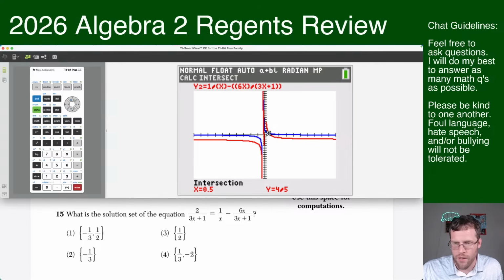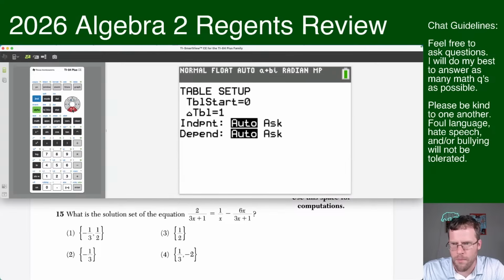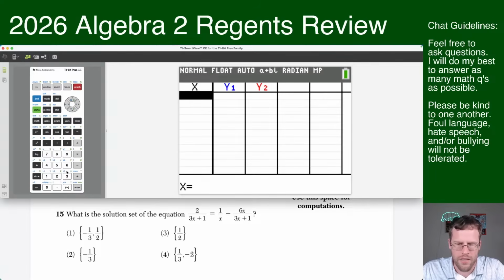So x equals 1/2 is one of them. And then for the others, what I would do, watch this. You could also do this. Second window. How about this? Second window, go from auto to ask. This is actually probably easier. Forget the last thing I said. And I'll just start writing in the x values.